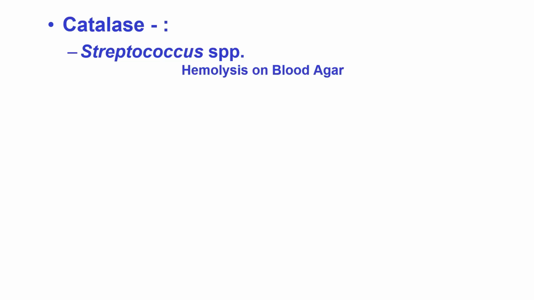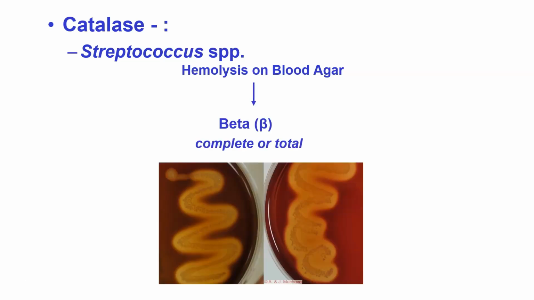When we look at catalase negative, we're going streptococcus. Streptococcus means we're going to run it on blood agar, and we look at hemolysis on blood agar. We have beta or complete, what we call total hemolysis, and that would look like this. When you look at these two plates, look at the edge of the colony and the edge of the zone of clearing, and you can see how they are separated out. That distance between the two, we know that this is beta or complete hemolysis.